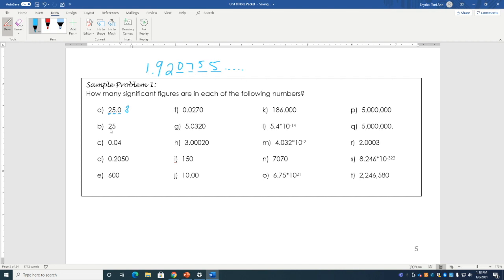B, on the other hand, also has those 2 digits that are not 0, but it has no zeros at the end of it. So this particular number will have 2 significant figures. Notice the difference between A and B. A is a little bit more precise of a number than B is. A little bit more certainty here, 25.0 versus 25. Let's take a look at C.